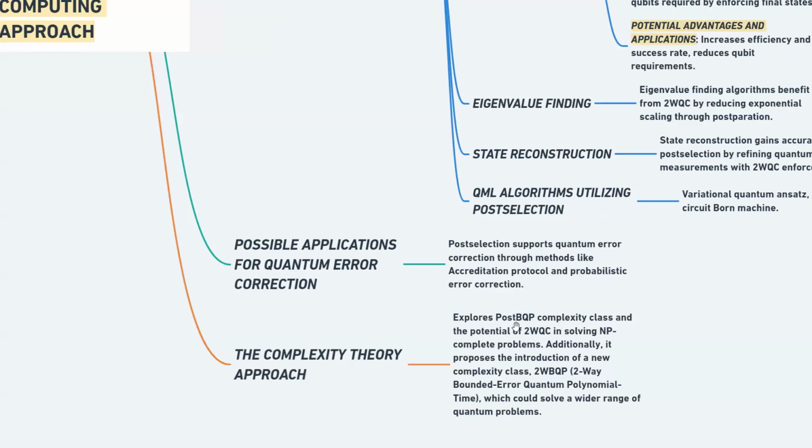Additionally, this could give rise to a new complexity class called two-way bounded-error quantum polynomial time. This class will build on PostBQP and extend it to solving even more complex problems by utilizing the stabilizing effects of post-operation. For more details, you can refer to Jarek's paper, three-set solver for two-way quantum computers.